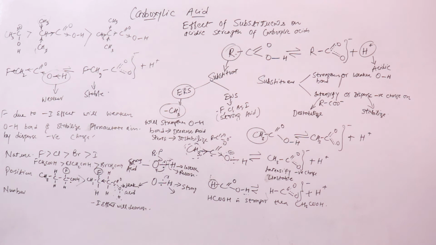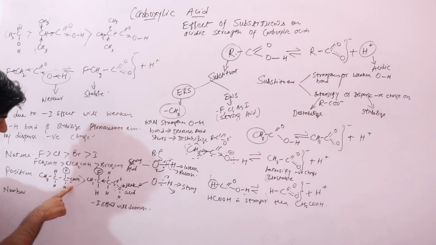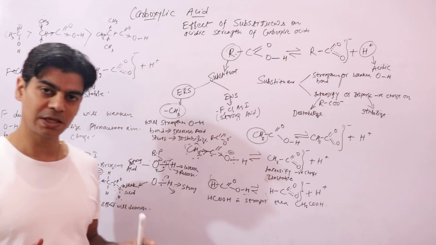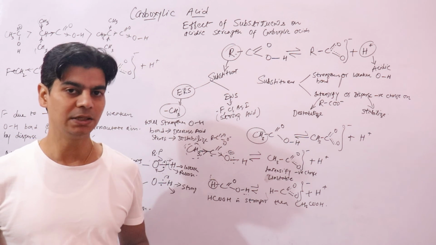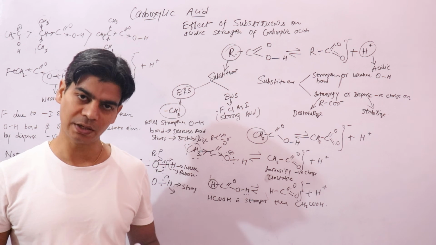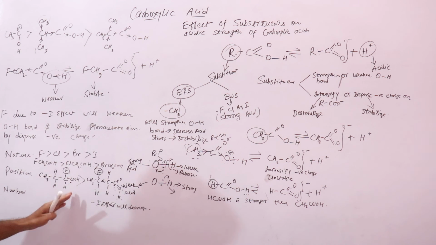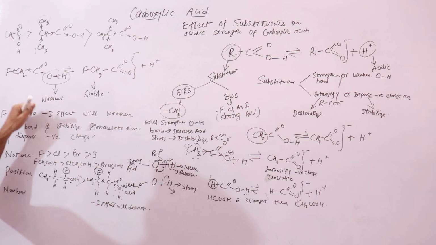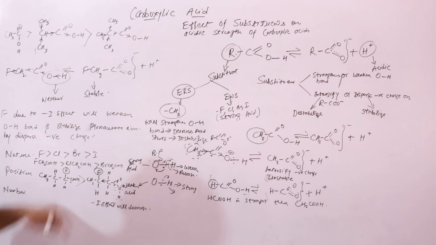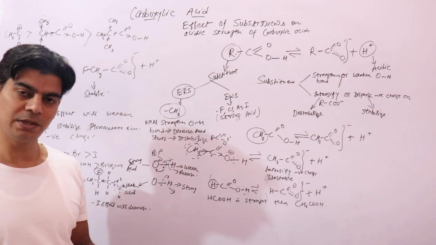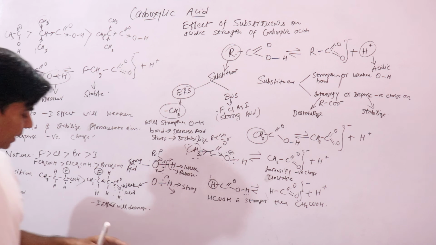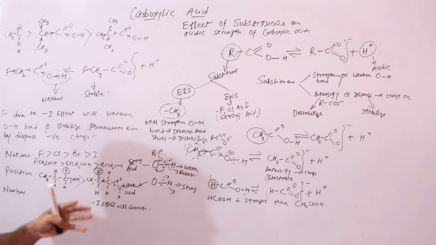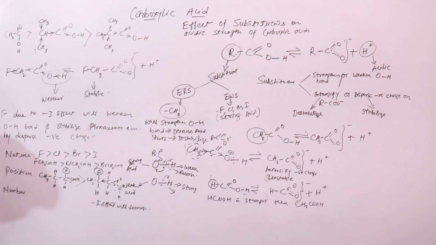So due to the increasing distance of the halogen atom from this carbon atom, the minus I effect will decrease. Due to the decrease in minus I effect, this dispersal of negative charge will become less and this OH bond will become a little stronger, due to less minus I effect, right. So it will make the acid a weaker acid, right. I hope this is clear.